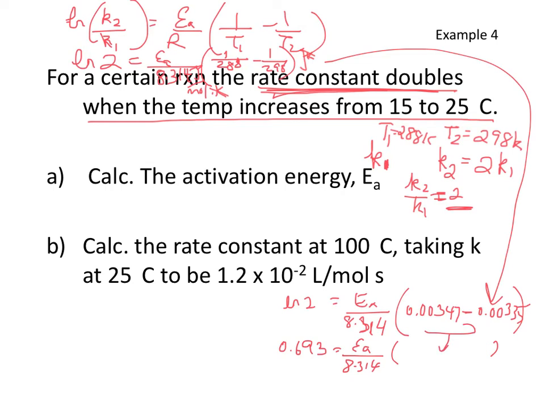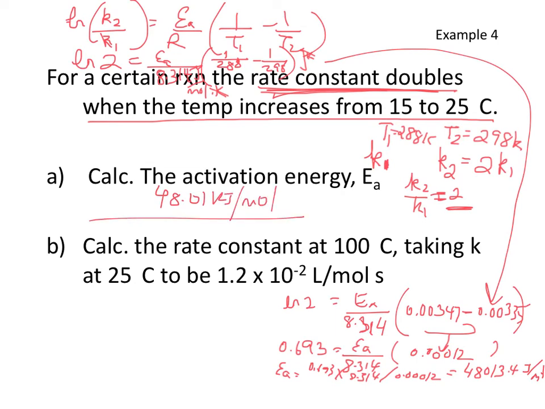So let's calculate EA, how much that's going to become. I'm getting a value of 48013.4 joules per mole. So in kilojoules, you divide that by 1,000, and that will come out to be 48.01 kilojoules per mole.